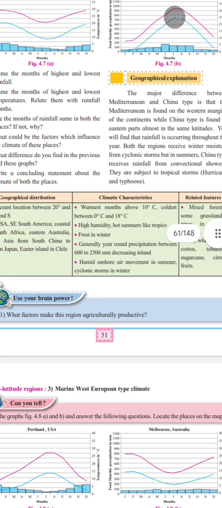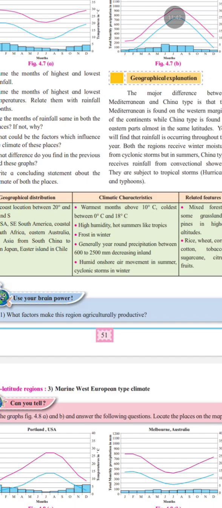Temperature and rainfall. The warmest months have temperatures above 10 degrees Celsius. The coldest months have temperature between 0 degree and 18 degrees Celsius. Summers are hot and humid, somewhat similar to tropical conditions. Frost can occur during winter. Rainfall occurs throughout the year and ranges from around 600 to 2500 mm. Rainfall generally decreases towards the interior.